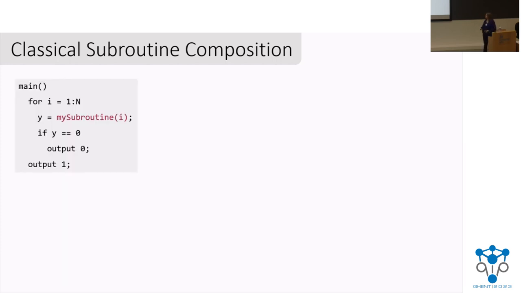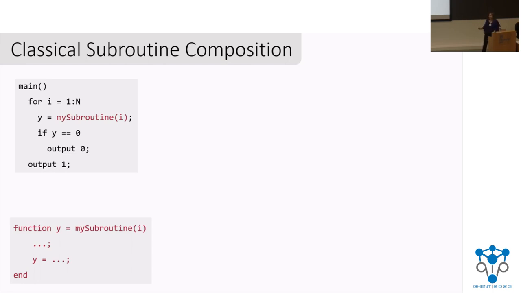So to set the scene, let's consider classical subroutine composition. Suppose you have some classical program, which could, for example, look like this, that makes calls to some subroutine, meaning that you have some other piece of code written somewhere else that you call multiple times from your main program. And this sort of thing is extremely useful because it allows you to abstract some functionality that you call multiple times. But more importantly, it also allows you to use existing solutions to sub-problems of the main problem that you want to solve so that you don't have to reinvent the wheel each time.